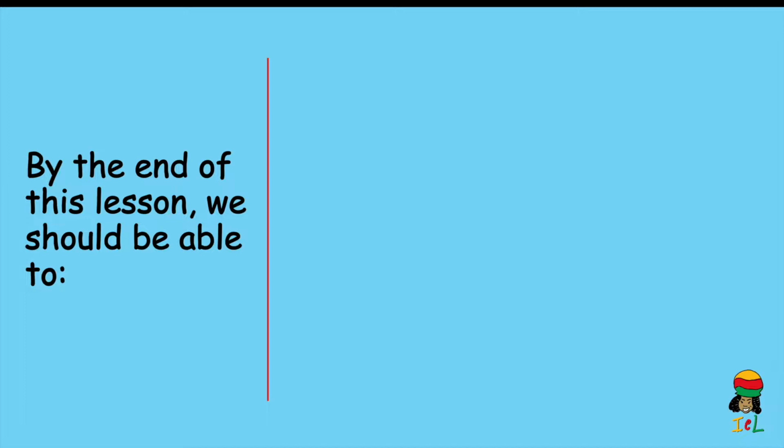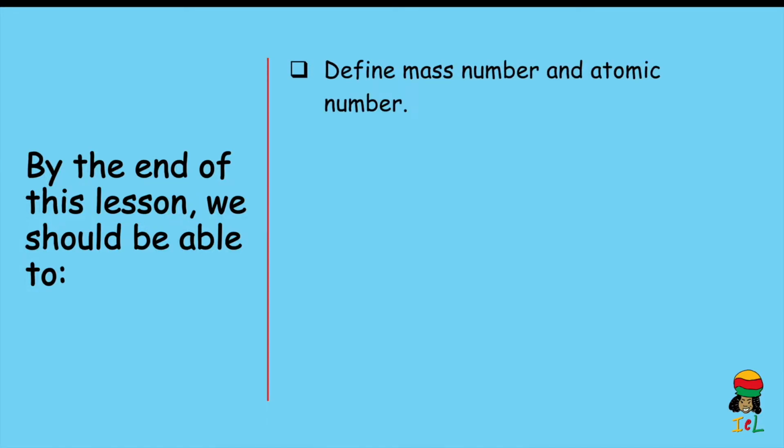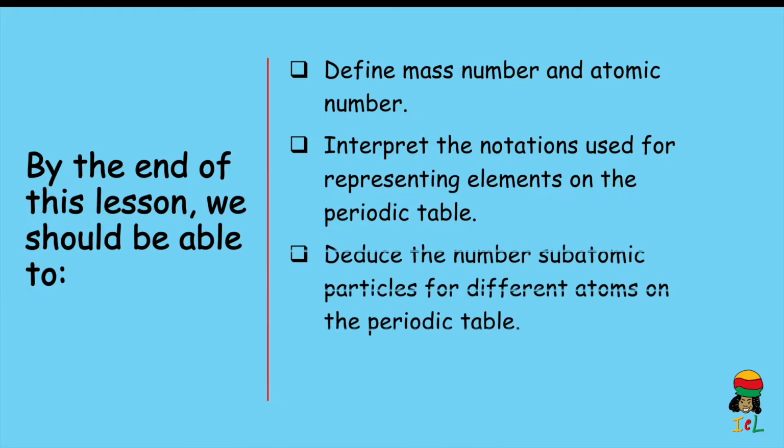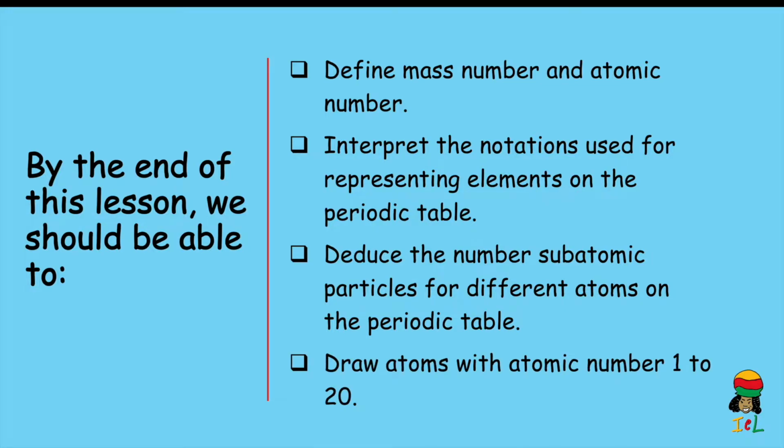By the end of this lesson, we should be able to define mass number and atomic number, interpret the notations used for representing elements on the periodic table, deduce the number of subatomic particles for different atoms on the periodic table, and draw atoms with atomic number 1 to 20.